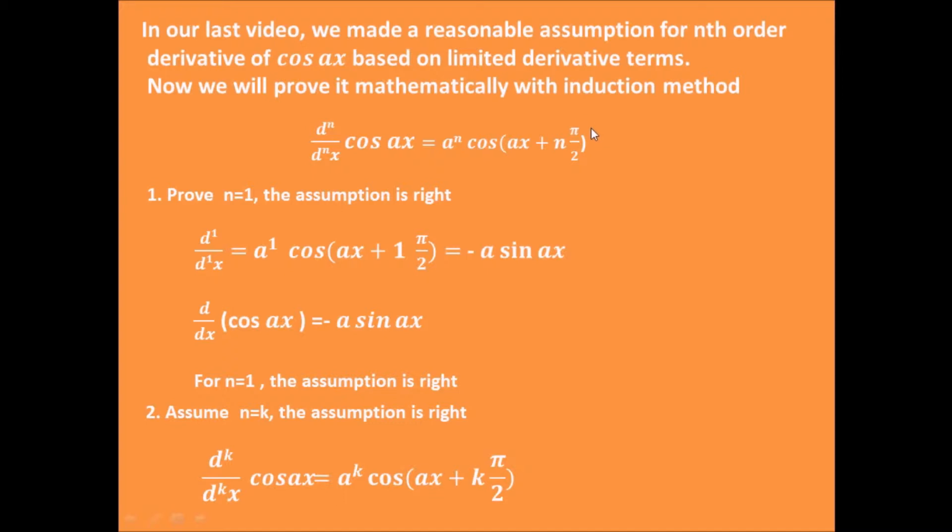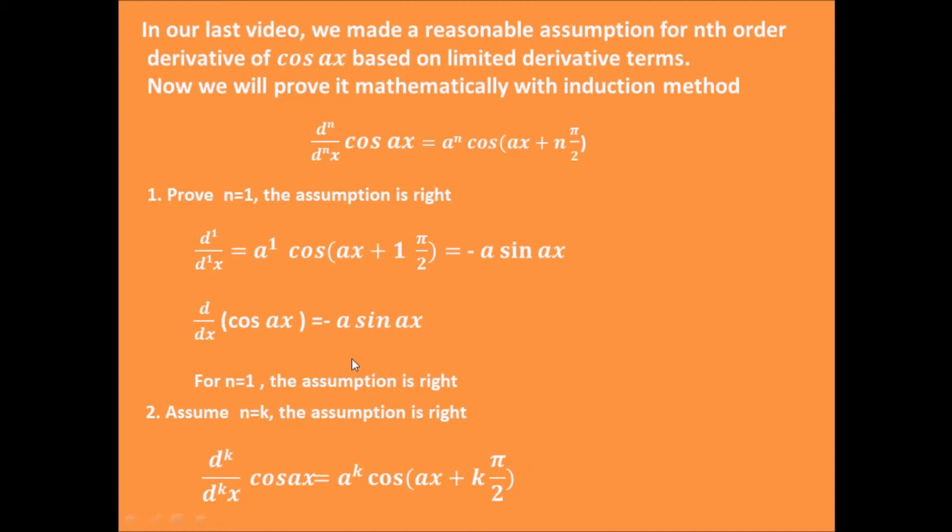As we know, the induction method includes 3 steps. At first, we should prove that when n equals 1, this assumption is right. So, for n equals 1, the assumption becomes a to the power of 1 times cosine of (ax plus pi divided by 2), which equals minus a times sine ax. However, this result is exactly the same as what we get from the direct derivative of cosine ax. So, we prove that when n equals 1, this assumption is right.